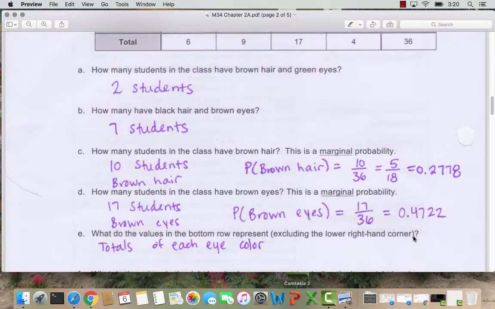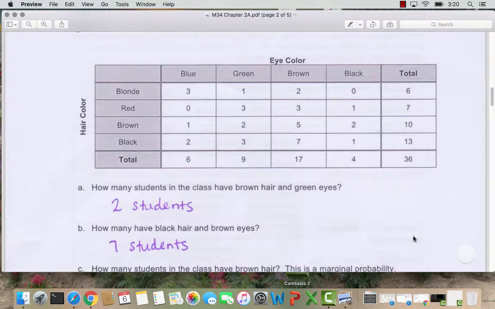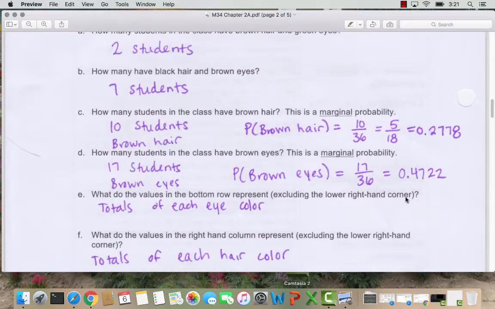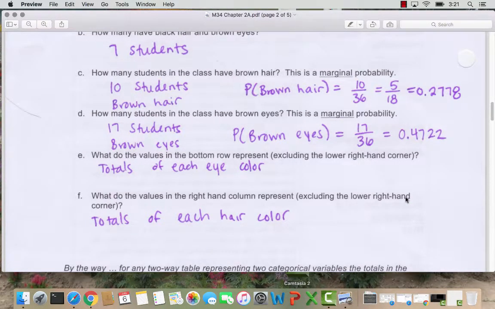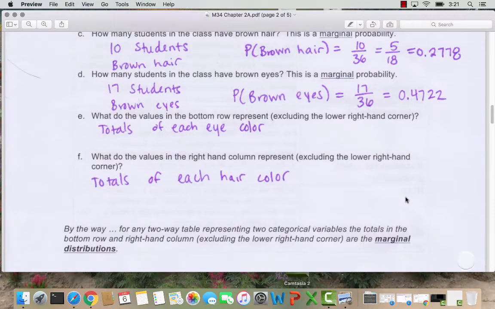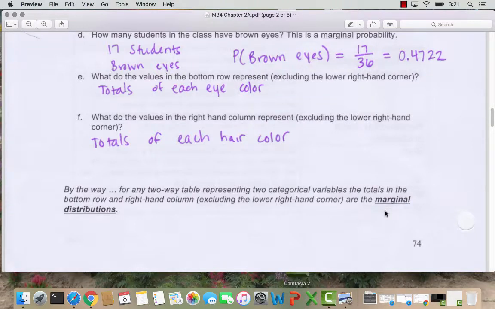These are known as marginal probabilities because where are we getting these values from? When we did the probability of brown eyes, we got that 17 out of the margin. So the margins are the totals for the eye colors or the totals for the hair colors. So what do the values in the bottom row represent? Those are the eye color totals. Similarly, the values in the right-hand column are the hair color totals. So these are what we call margins. And we put a note here: for any two-way table representing 2 categorical variables, the totals in the bottom row and the right-hand column are the marginal distributions.